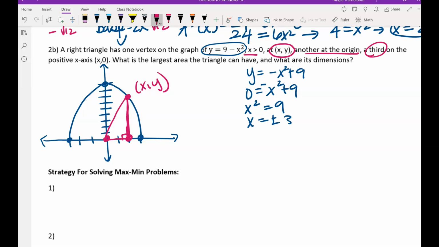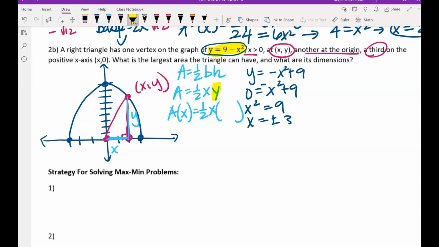Beautiful. All right, guys. So what is the largest area? We are going to look for area equals 1/2 base times height. Here is your base, which is x, and here's your y, which is your height. So area equals 1/2, base is x, height is y. Just like all other previous questions, we can't have two variables, so we have to take out one of the variables and substitute with something that's already given to us. Since y is already given, it's easier to substitute y with 9 minus x squared.